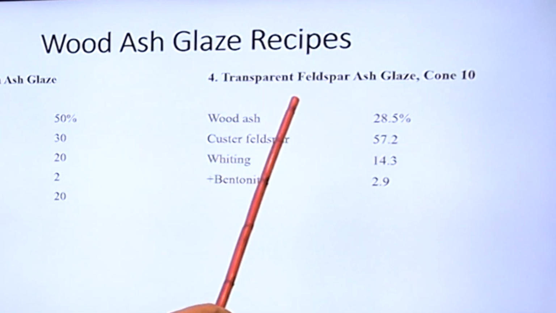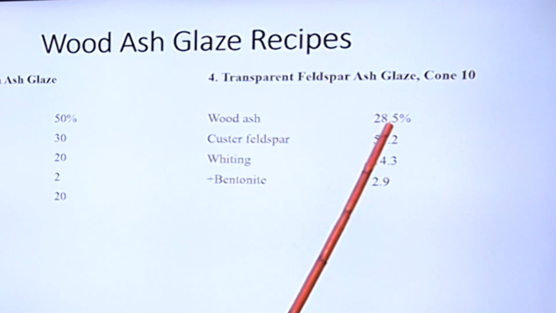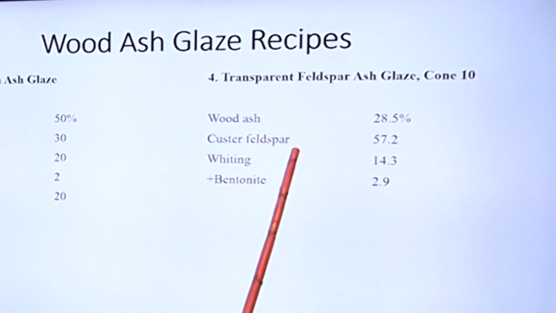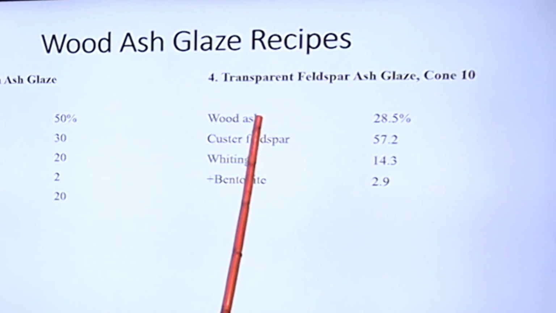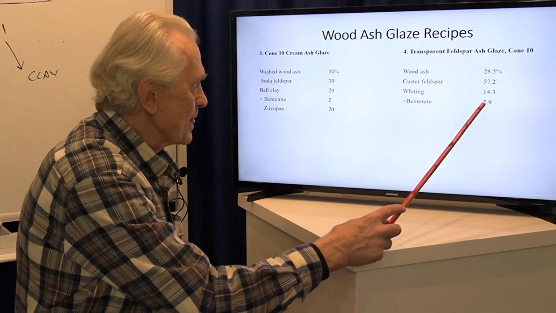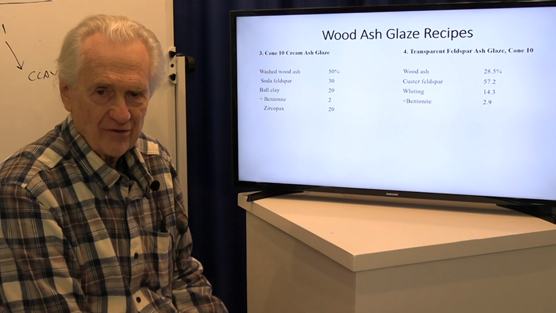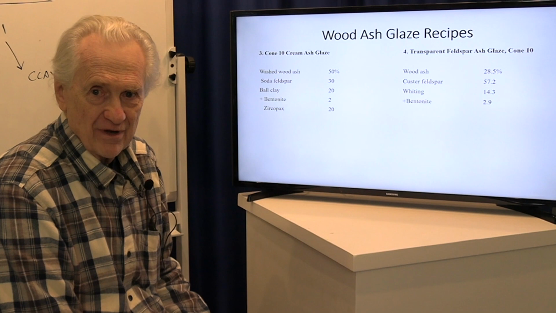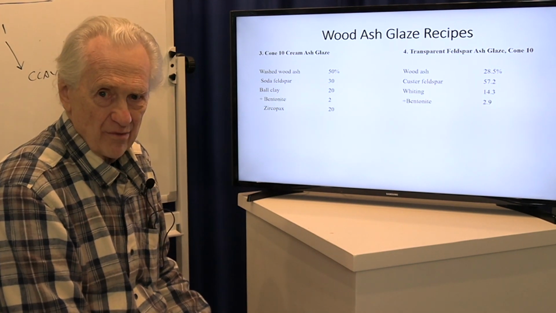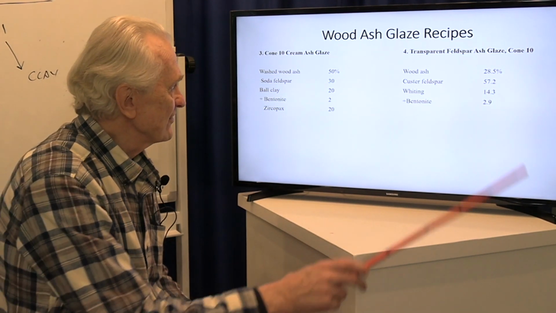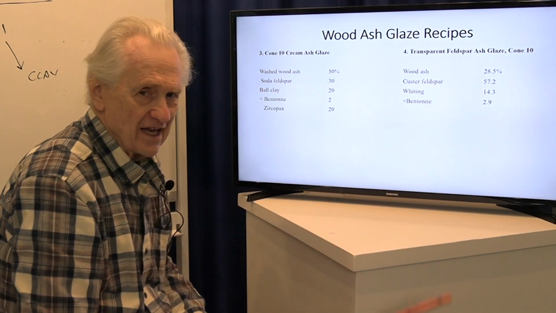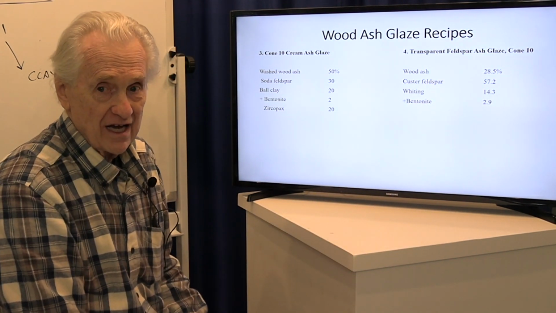Okay? Transparent feldspar ash glaze: wood ash 28.5, Custer feldspar 57.2, and whiting, same kind of ingredients again, and bentonite. The thing I think is interesting about this is, when you start getting into decimal points with wood ashes, I really question whether it matters, because the ash is so variable in composition. Would it really matter whether it was 28.5 or 28.9 or 29 or 27?